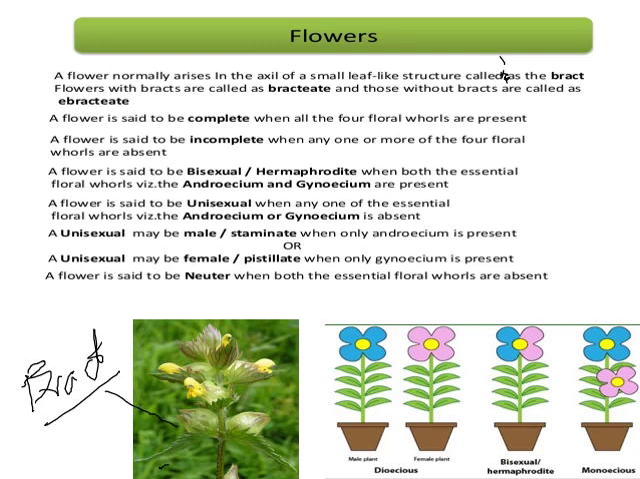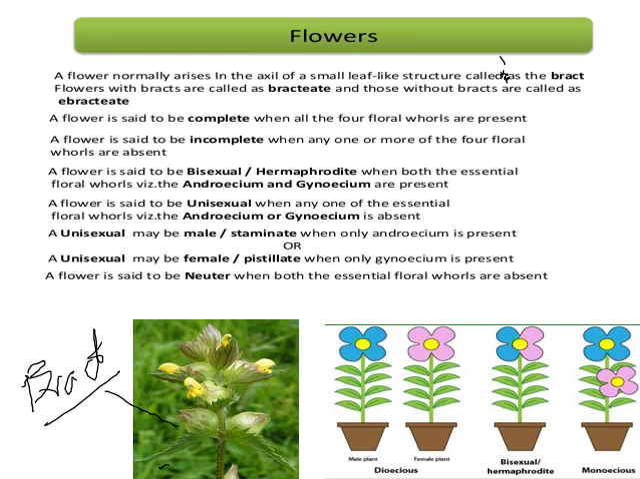Similarly, a flower is said to be complete when all the four floral whorls are present. It means the first whorl, second whorl, third whorl and fourth whorl are all present. A flower is said to be incomplete when any one of the four whorls of sepals, petals, stamens and carpels is absent, then we call it an incomplete flower.